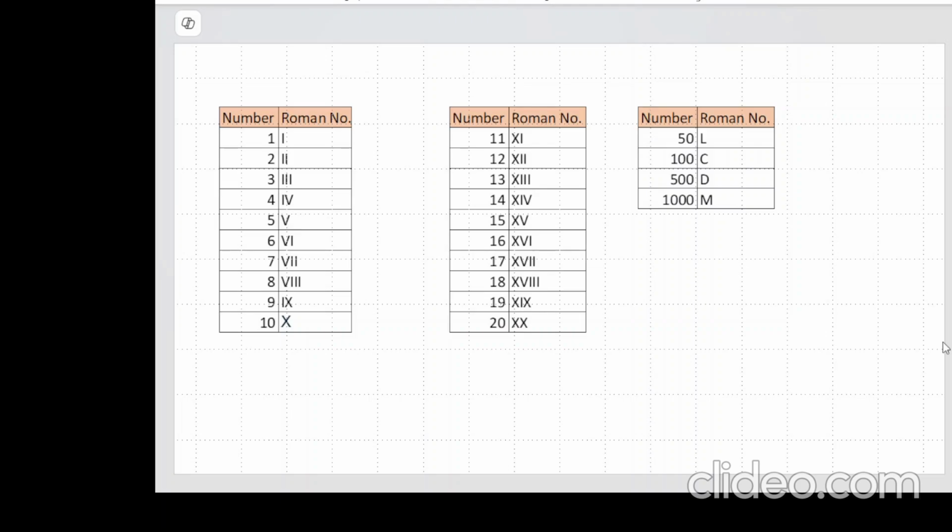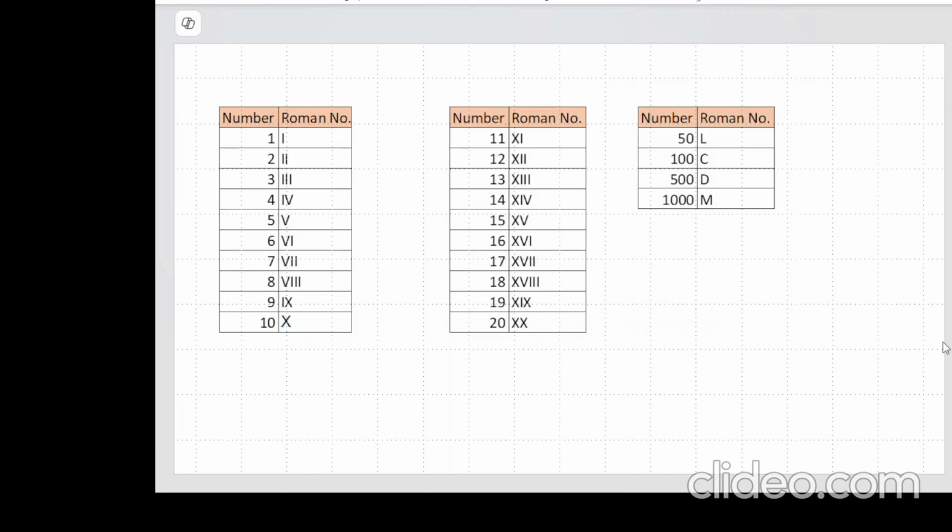16 we will be writing it as X V and I. 17 we will be writing it as X V I I. 18 we will be writing it as X V I I I. 19 we will be writing it as X I and X. 20 we will be writing it as X and X.